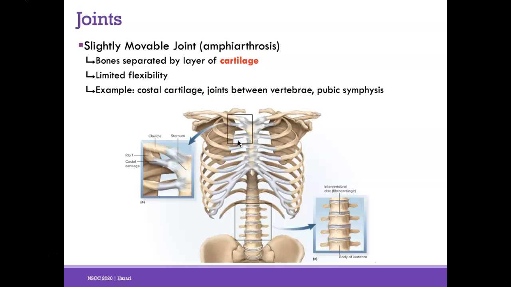Another good example is the pubic symphysis. There's a little bit of fibrocartilage in the pubic symphysis that's slightly movable, so this is called an amphiarthrosis. Fibrocartilage in the intervertebral discs is another example of slightly movable joints.